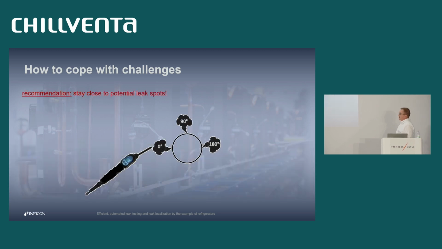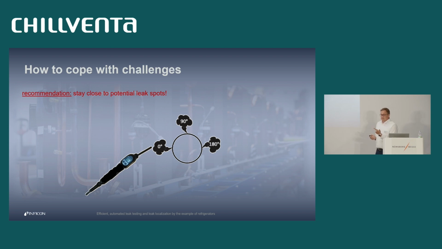Okay, now it seems we have a solution to automate this system. We have a solution to position a sniffer tip in front of the joint. But as I told you, distance matters, and distance matters a lot. What you see here is a cut image through a pipe showing three different scenarios. Scenario number one is the leak is faced 0 degrees. It's placed directly in direction of the sniffer tip.